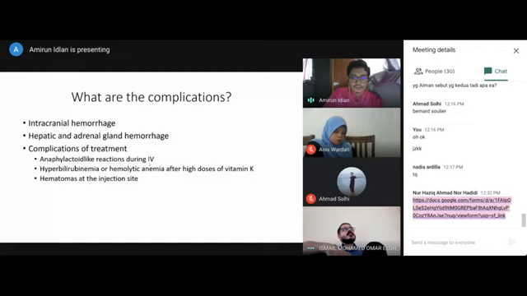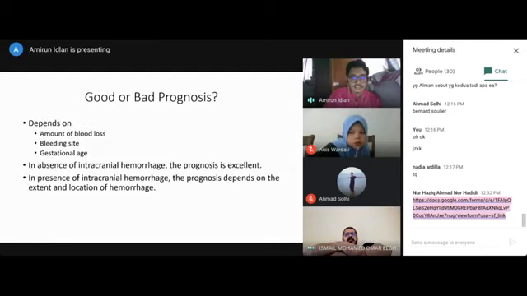So the prognosis for vitamin K deficiency bleeding depends on the amount of blood loss, bleeding site, and also gestational age. In the absence of intracranial hemorrhage, the prognosis is good, excellent. But in the presence of intracranial hemorrhage, the prognosis depends on the extent and location of the hemorrhage. So in intracranial hemorrhage, we must be aware of any motor or neurological deficit later on, and also the mortality rate increases.